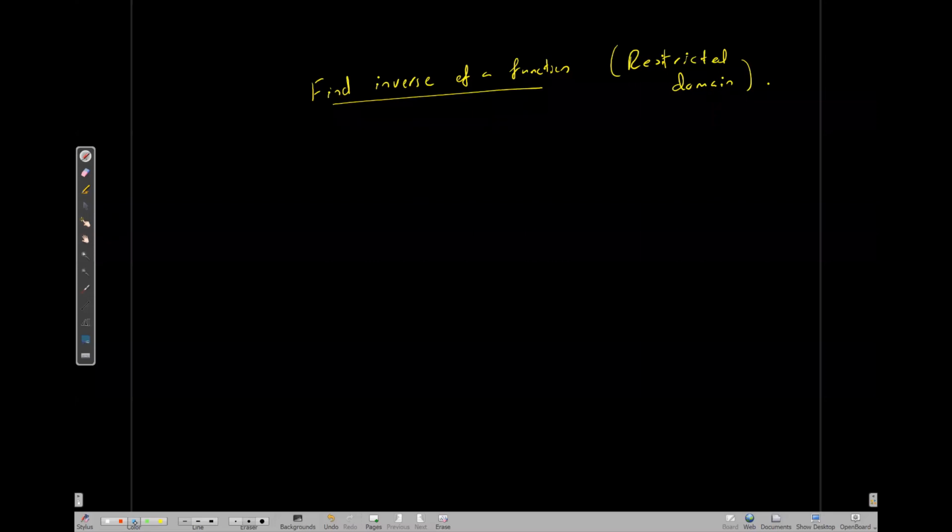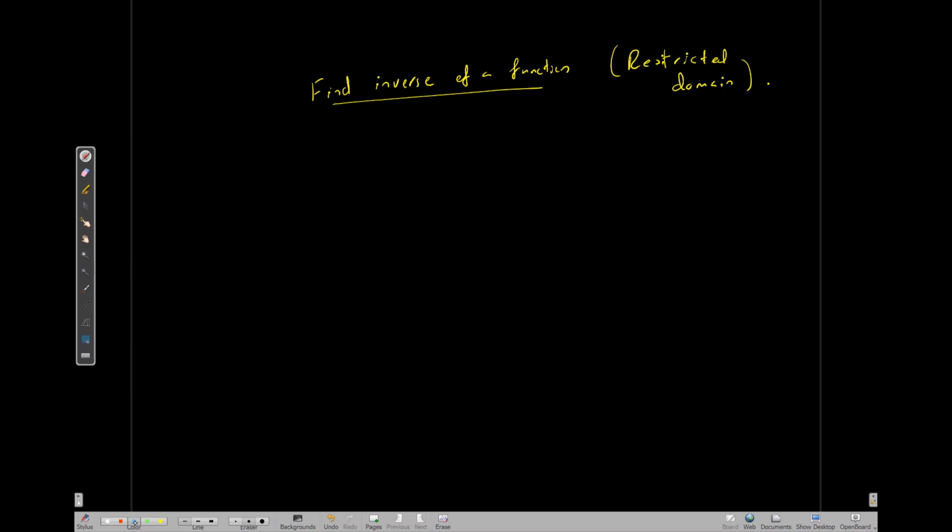Today we are going to again find the inverse of a function, and in this one we will be looking at the idea of a restricted domain. But first, let's take one example that we did in the last two videos.